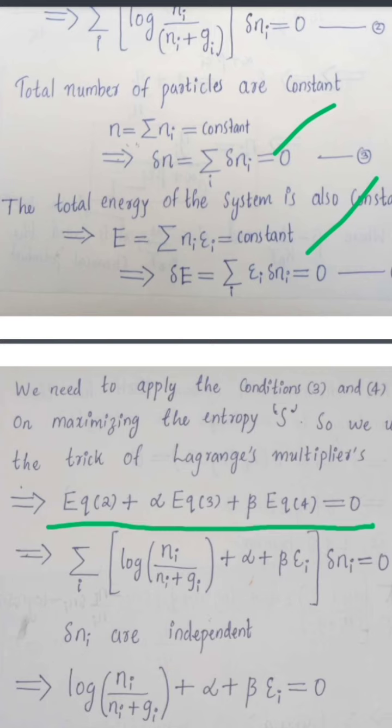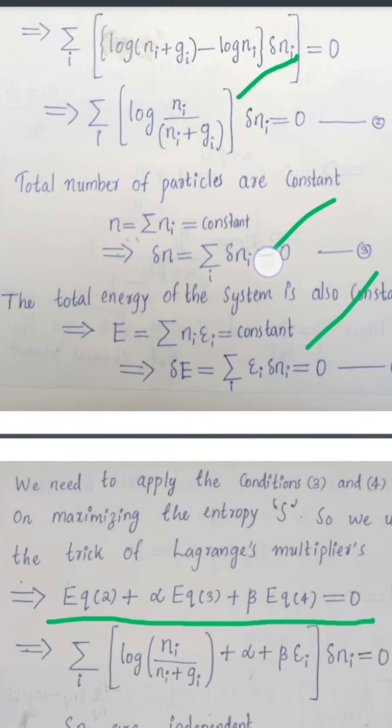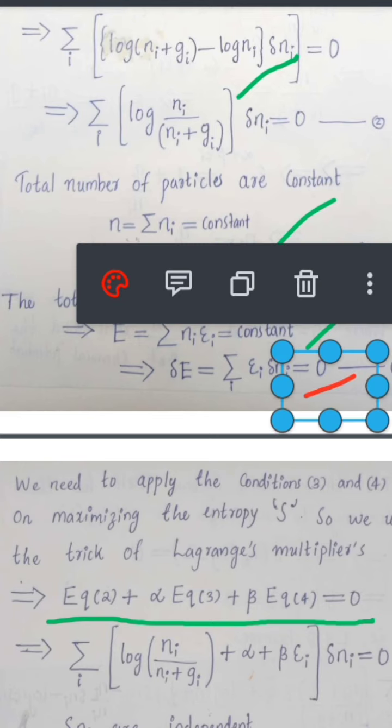And also you can simply see that this equation 2 is 0, and also this equation 3 is also 0, and also this equation 4 is also 0.